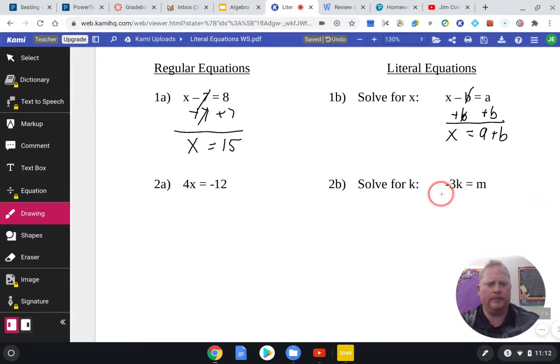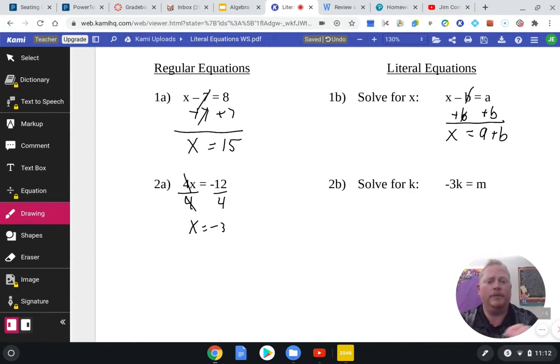Let's take a look at this example here. It says solve for k. Negative 3k equals m. Well, let's take a look at this other problem and see what steps we use to solve that, and then we'll use similar steps to solve for k. So over here, in order to get x all by itself, I'm going to divide by 4. So those 4's cancel out, and I get x equals negative 12 divided by 4, which is negative 3.